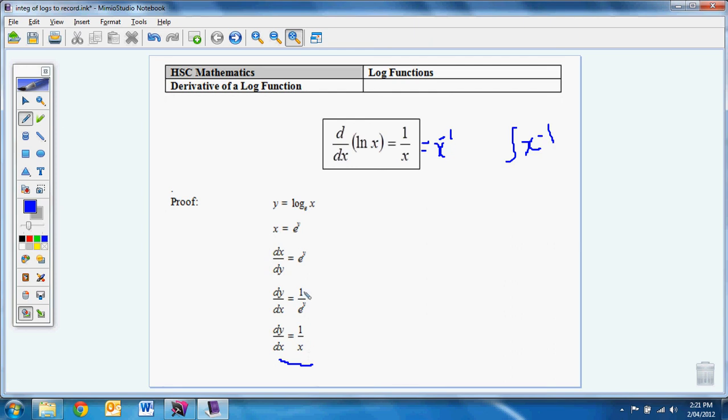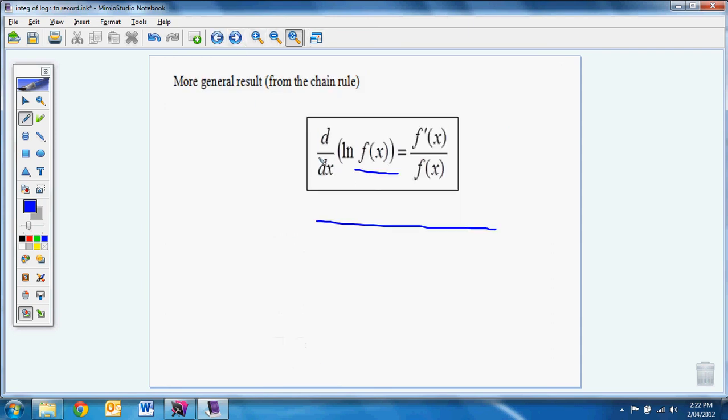So there's the proof. It's a nice little proof, but what we want is to make sure you understand that you get that result. And in particular, you're going to get this result more of the time, because natural log of x is pretty generic. So more often we're going to get natural log of some function, and using our chain rule, that's going to give us the derivative of the function over the function. So every time you get the derivative of a natural log of a function, the natural log goes, and it's the derivative of the function over the function. Remember this rule, highlight it, and you need to remember this one all the time.